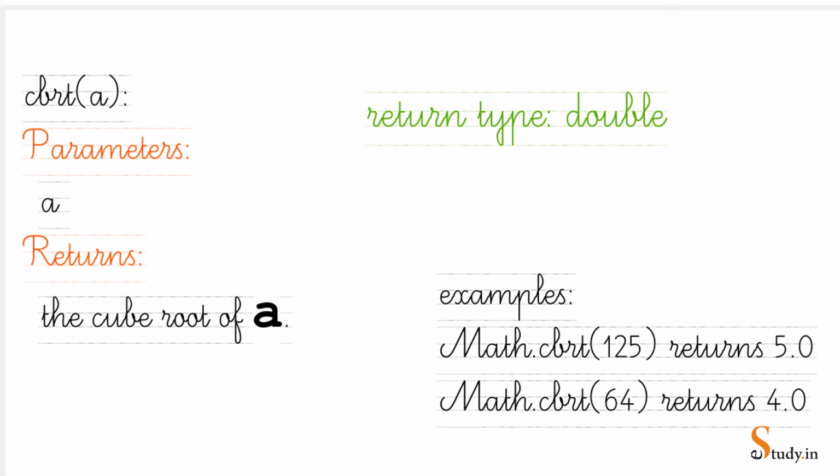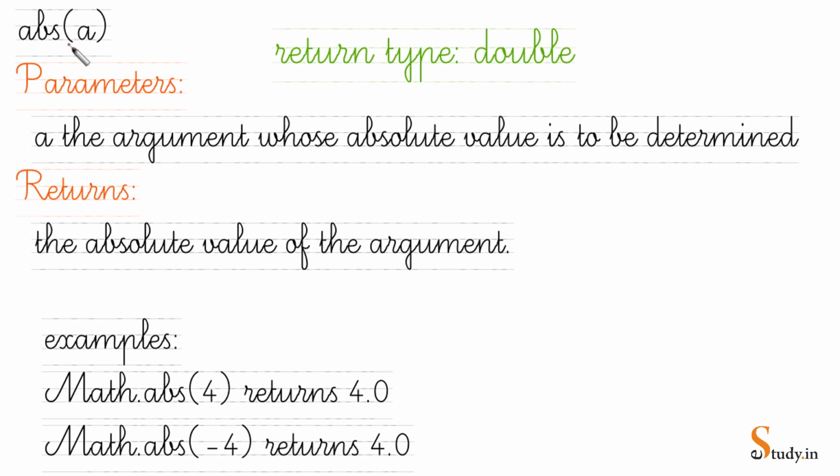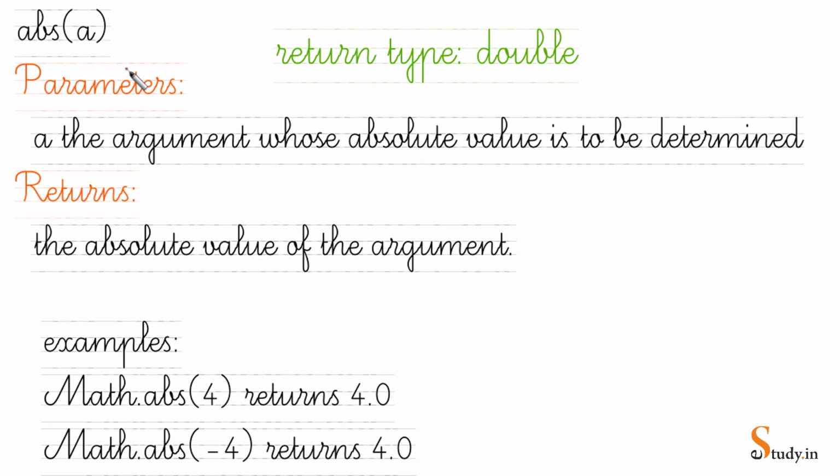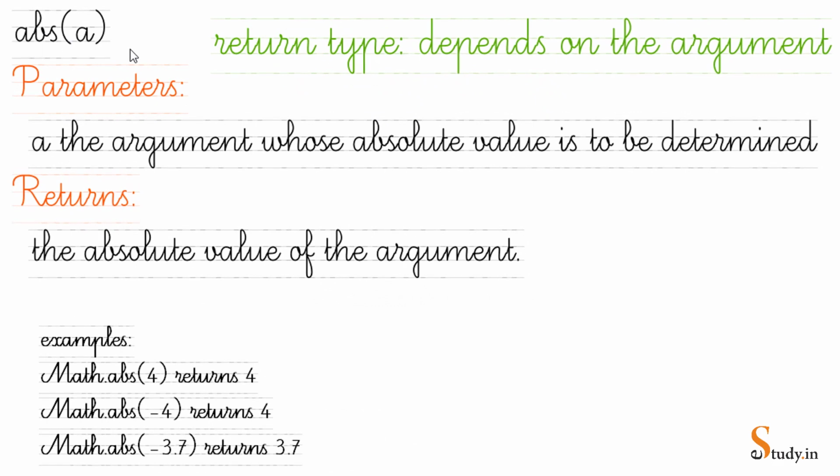Now the next function which we will discuss is abs. It is short for absolute value. It returns the absolute value of the argument, and the absolute value means the positive value. It will always return a positive value. Even if the passed argument is a negative number, it will return the absolute value of that argument, which is a positive number. Here the return type depends on the argument.